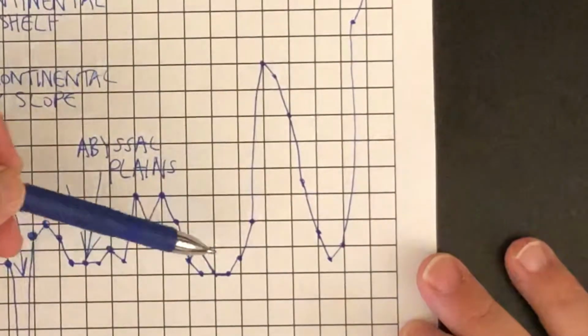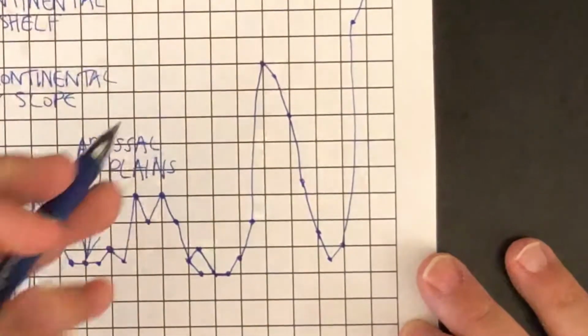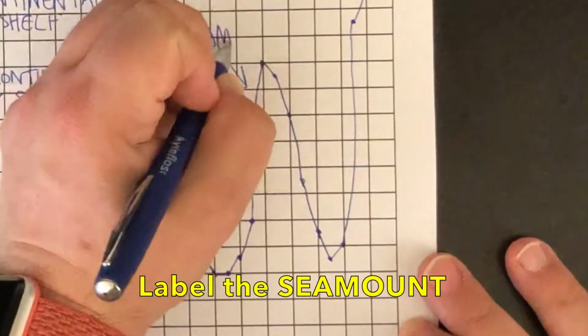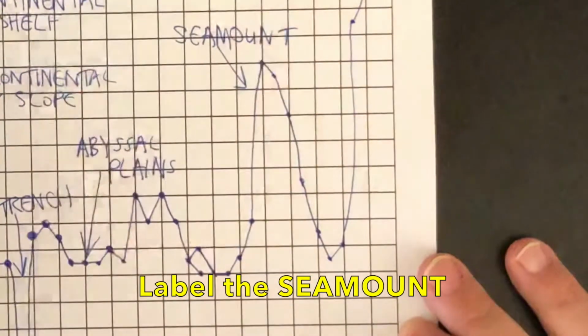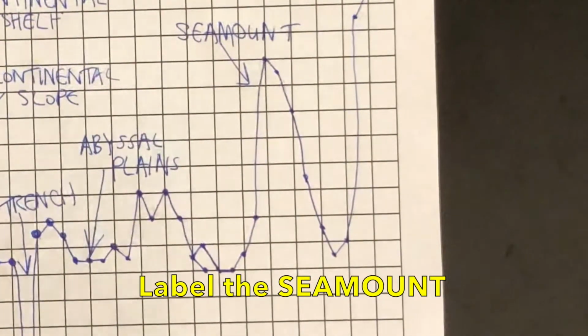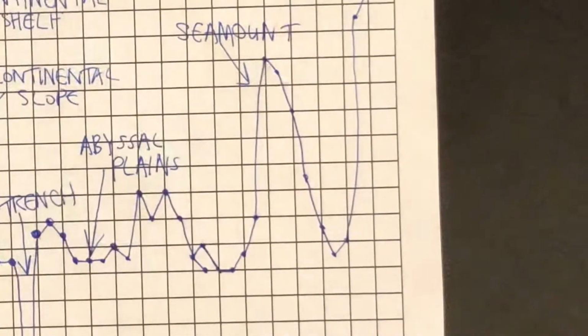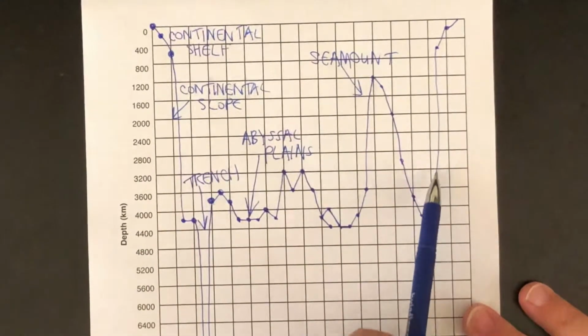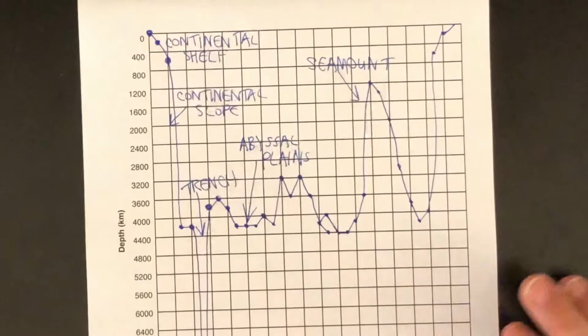Then you'll notice an area that's almost like an underwater mountain. We call this underwater mountain a seamount. And when a seamount gets large enough that it reaches to the surface of the ocean, it's called an island. And that's where islands come from. Like the Japanese islands or the Hawaiian islands. Those are just underwater mountains that have gotten so tall that they have become islands. And then, of course, on the other side of the seamount, we've got another continental slope and another continental shelf.